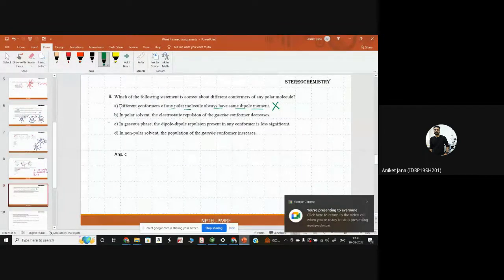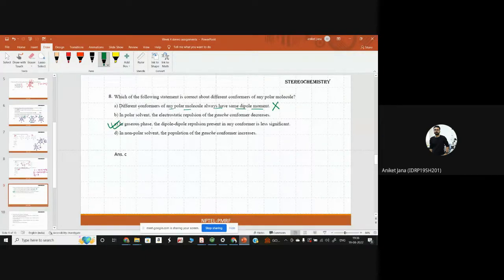So in this case, option C is the right answer. Whenever you see a polar solvent, there is a solvent effect, right? The solvent may be polar or apolar, protic or aprotic, so it definitely has some influence on the dipole of the conformer. But in the gaseous phase, there will be no solvent, so the dipole-dipole repulsion present in any conformer is less significant. So option C is the right one in this case.